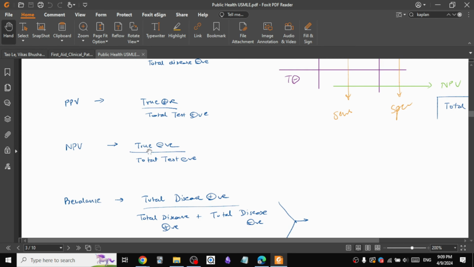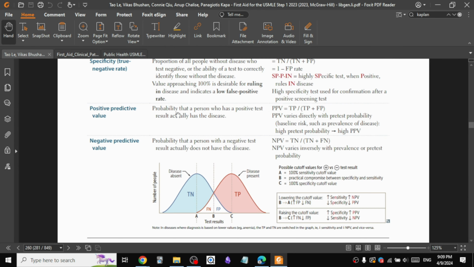NPV: true negative and total test negative. So you have true negatives and the false negatives. The test has deemed this a negative, right? This person doesn't have the disease. That's what the test is saying, right? That is NPV. Okay, come back here. What do you see? Probability that a person who has a positive result actually has the disease.